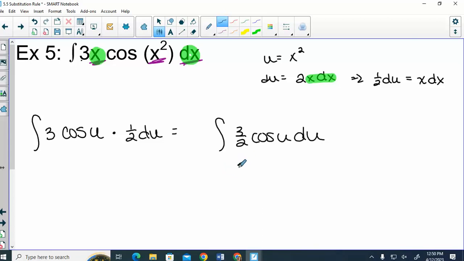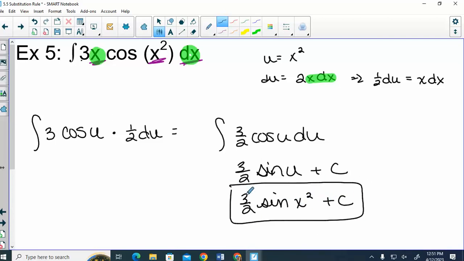What is the antiderivative of cosine? Positive sine, right? Because the derivative of sine is cosine. You were thinking the derivative of cosine instead of the antiderivative. So this is 3/2 sine. Instead of u, I put x squared plus. And you could always check yourself if you did this derivative. You have to do a chain rule when we get back to where we started.